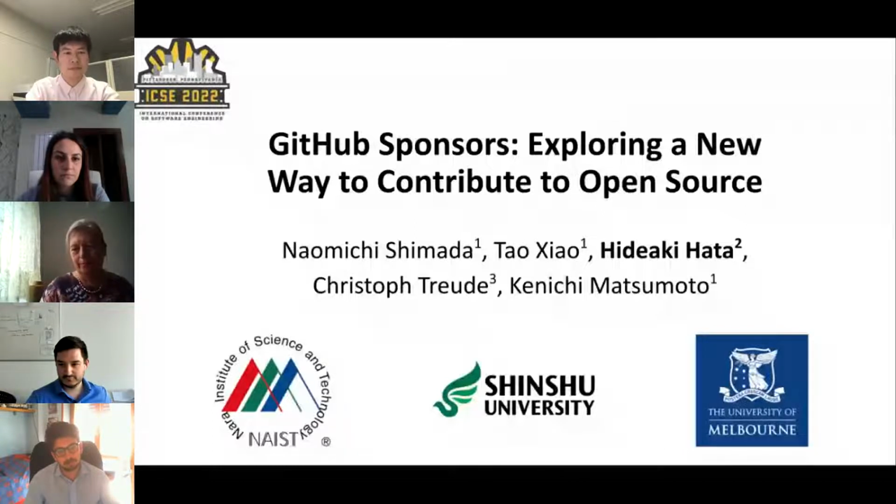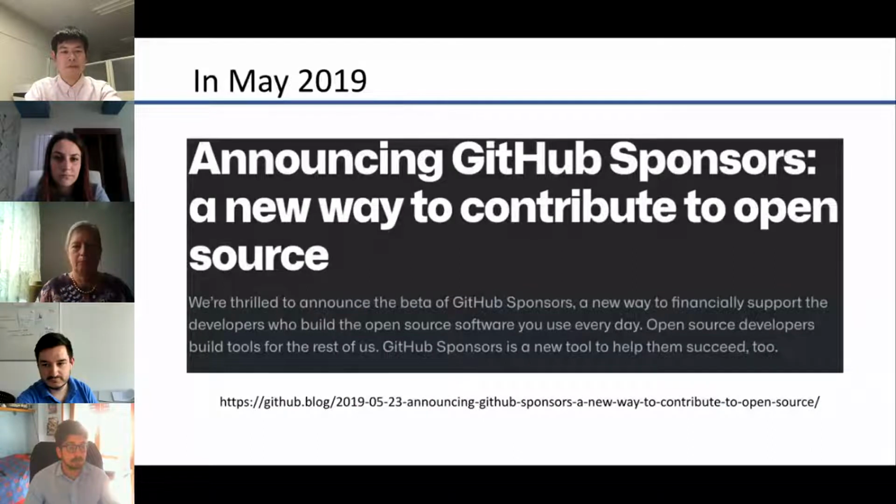Thank you for the introduction. I'm Hideaki Hatta from Shinshu University, Japan. In this paper, we studied GitHub Sponsors, which allows the developer community to financially support people and organizations directly on GitHub. Open source software projects are often affected by economic challenges, and soliciting donations is a common means of obtaining funding for OSS projects.